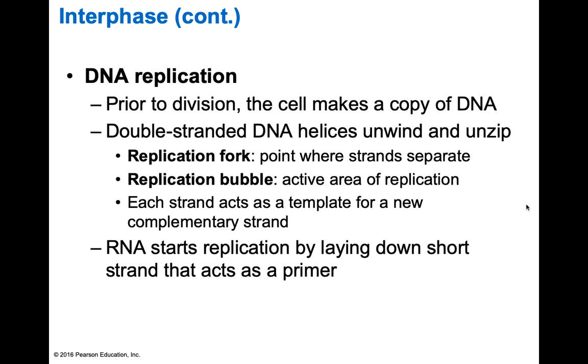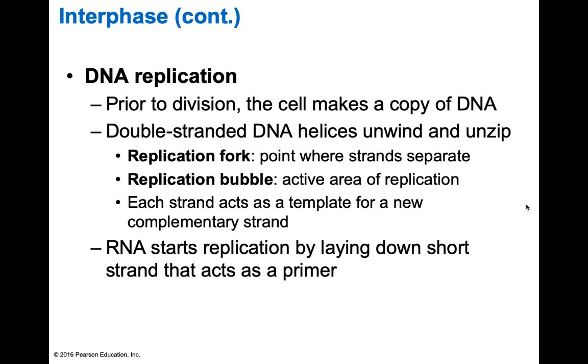You have a replication fork, which is the point where the strands are separating. You have the replication bubble, which is the area where the DNA is actively going under replication. You have one half of the DNA acting as a template strand. Remember that we have a semi-conservative model of DNA. Half is old, half is new, half is red, half is blue. Typically, those are the colors that are used to signify new and old DNA.